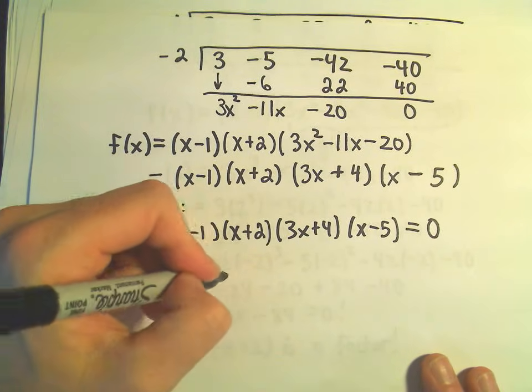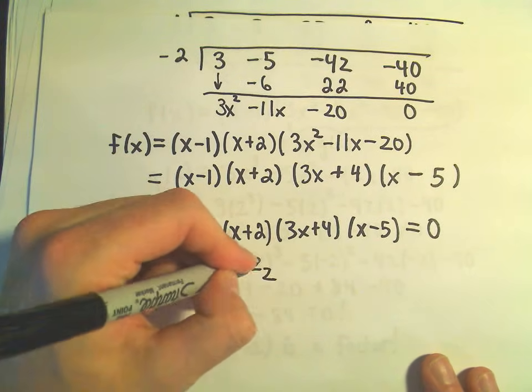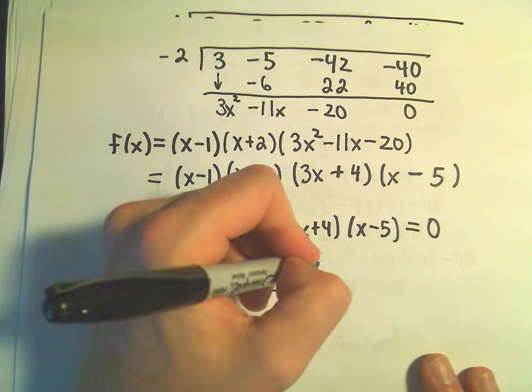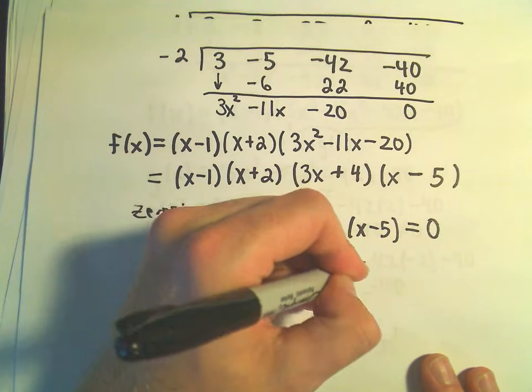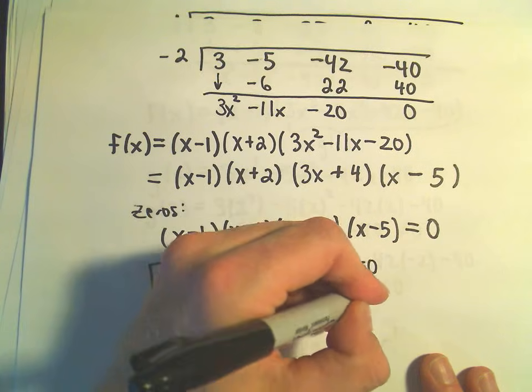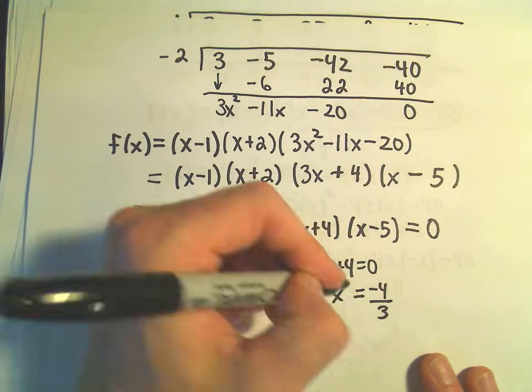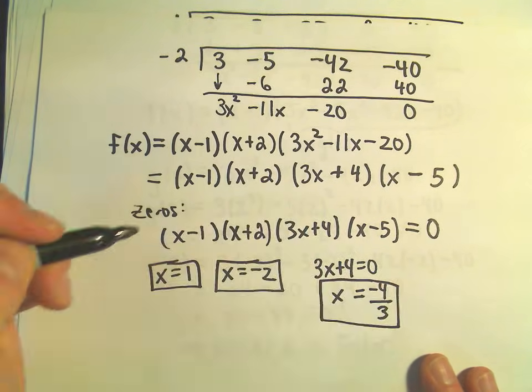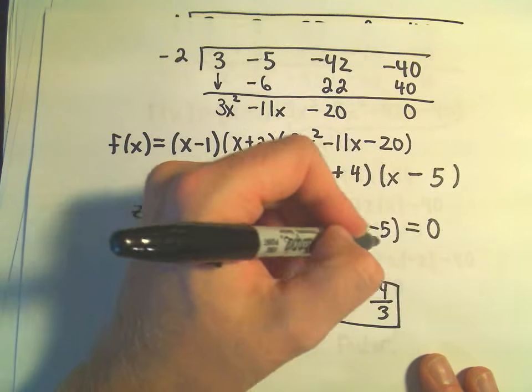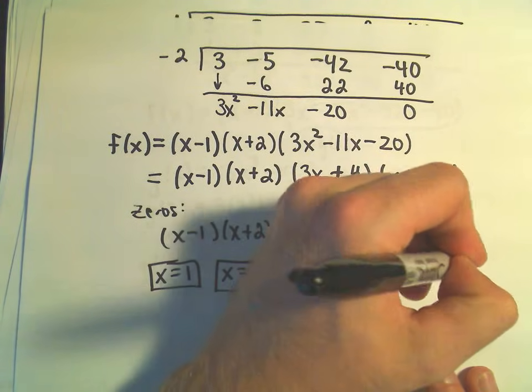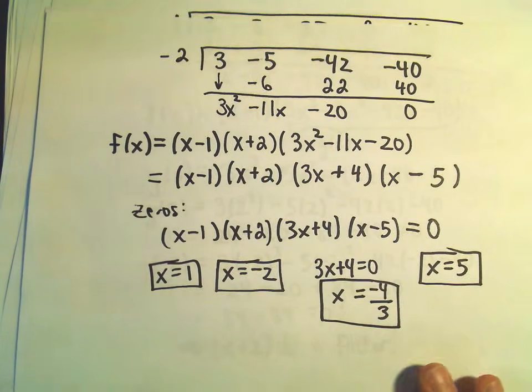Since x plus 2 was a factor, we said that means negative 2 is a 0. If we take 3x plus 4 and set that equal to 0, we would subtract the 4 and divide by 3. That would give me another 0. And then if we take our x minus 5 factor and set it equal to 0, we'll just get x equals positive 5 as our other zero.